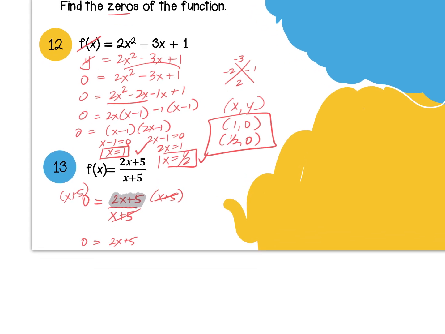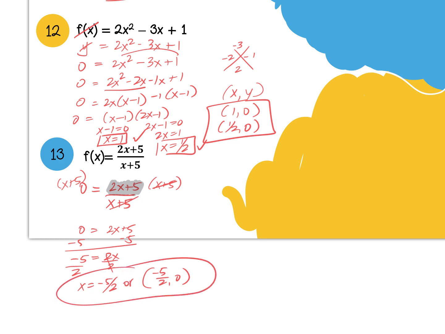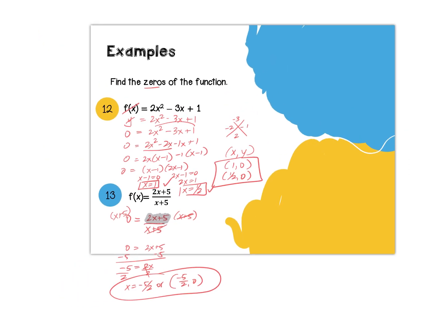So either way, whether I skip canceling the denominator or I just set the numerator equal to 0, I get the same result. I'm going to subtract 5 from both sides. Negative 5 equals 2x, divide by 2, and I get that x equals negative 5/2, which means either like that, or I could do this ordered pair. Either one, that's my 0, that's my x-intercept. That's the value of x that makes the function equal to 0.